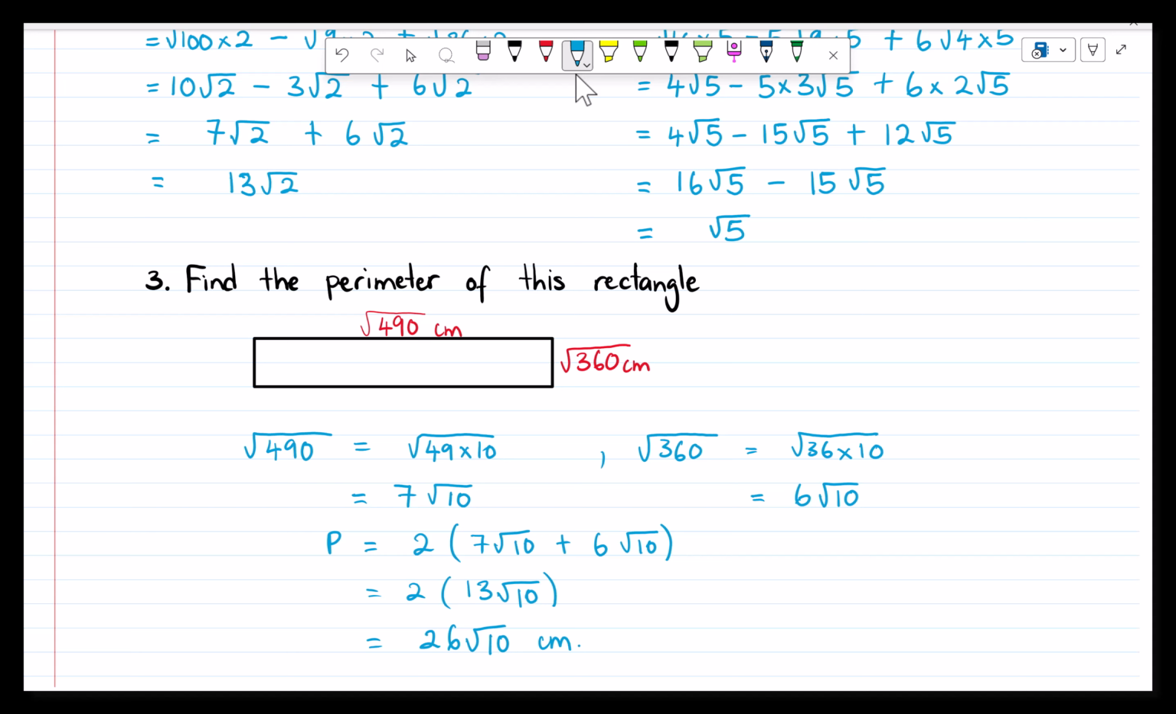So there you have it, guys. That is how you add and subtract surds. You just treat them the same way that you treat an algebraic term. They have to be the same, in the sense that the numbers in the square root have to be similar for you to add or subtract.